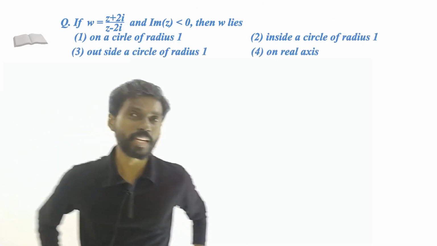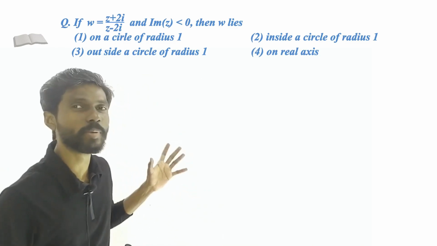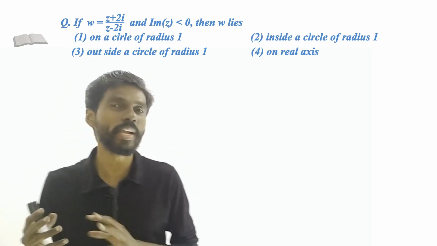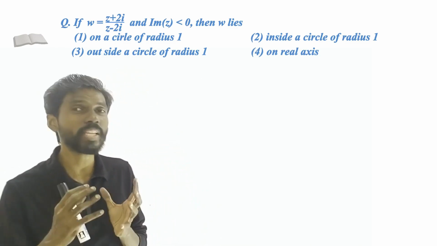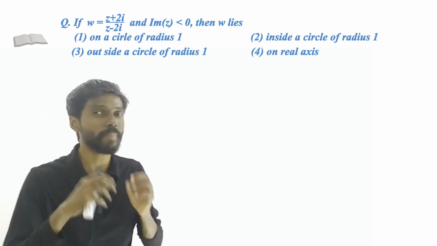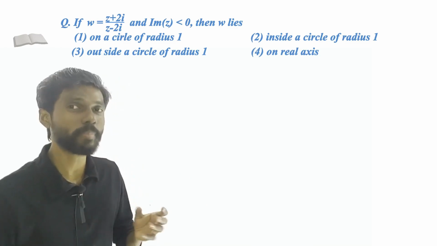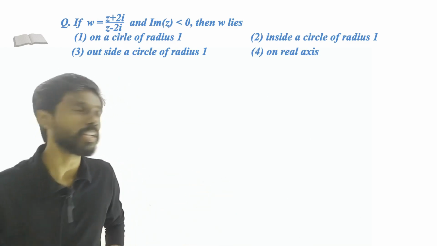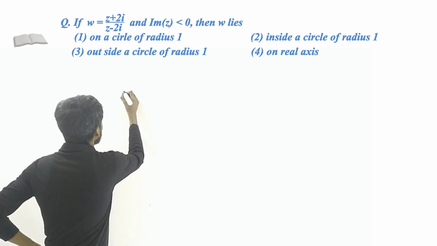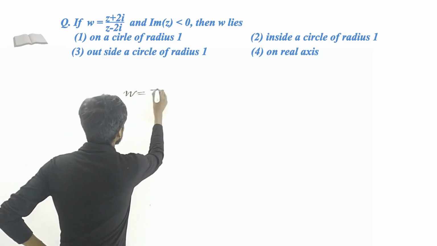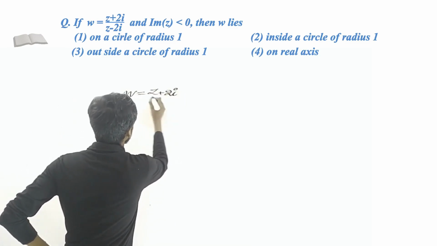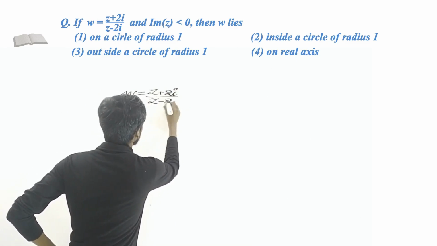Here two complex numbers are given, w and z, which are related by this expression, right? w equal to z plus 2i divided by z minus 2i. Now something is given about z, right? The imaginary part of z is less than 0. Using that we have to find the condition satisfied by w, or the locus of w.